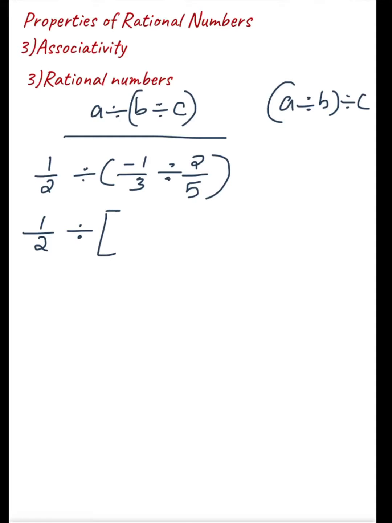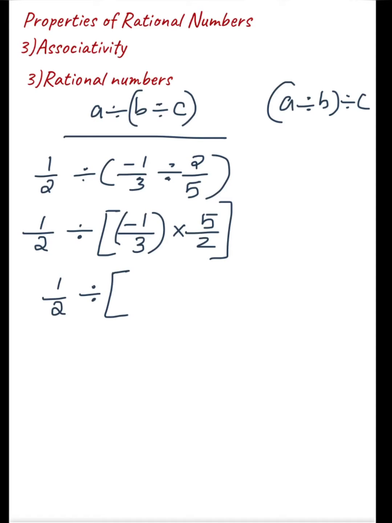So instead of this division, you can convert it into multiplication. That is minus 1 by 3 into the reciprocal of the second, which is 2 by 5. What is the reciprocal of 2 by 5? It's 5 by 2. Okay, so you can write it as 1 by 2 divided by, what is minus 1 into 5? It's minus 5. What is 3 into 2? It's 6. So minus 5 by 6.